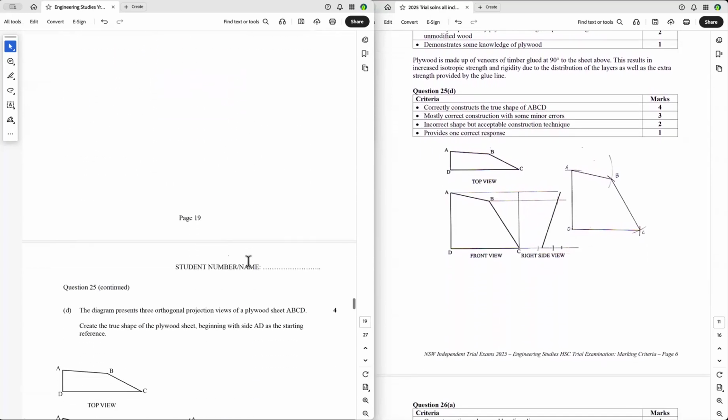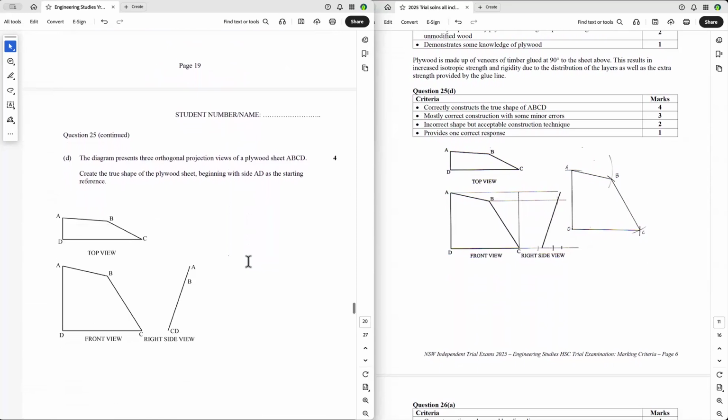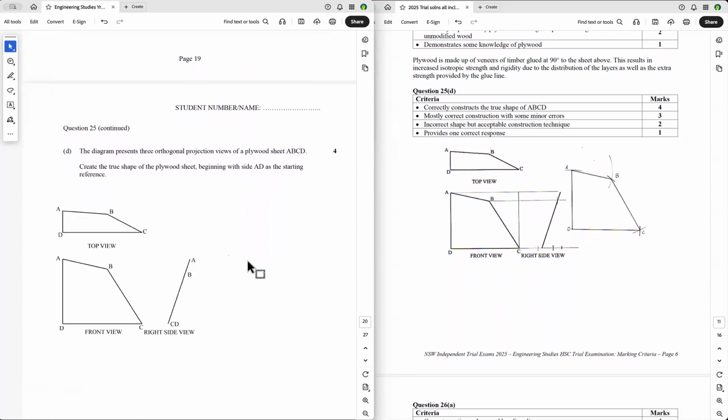Next question is a question on triangulation. You've got to create the true shape of the plywood sheet, beginning with side AD as the starting reference. So this is how you do it. You make sure that you know the rules of true length.